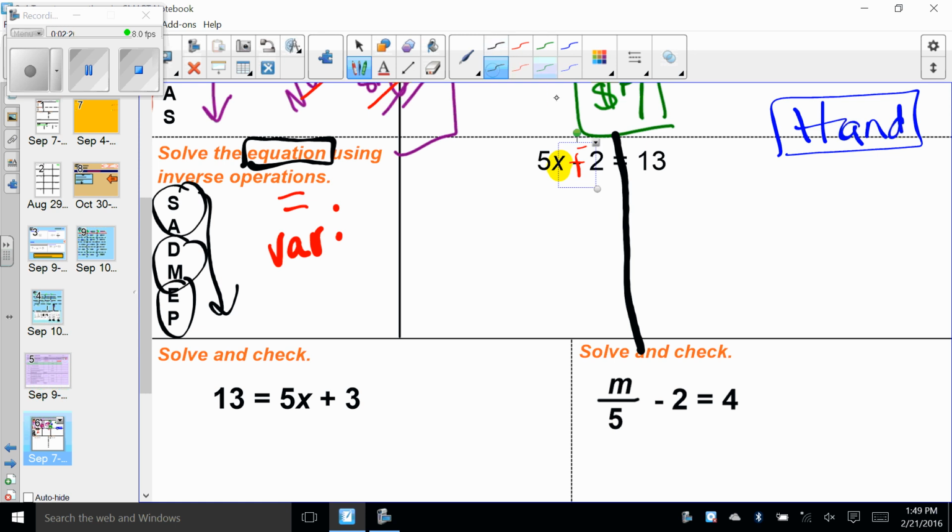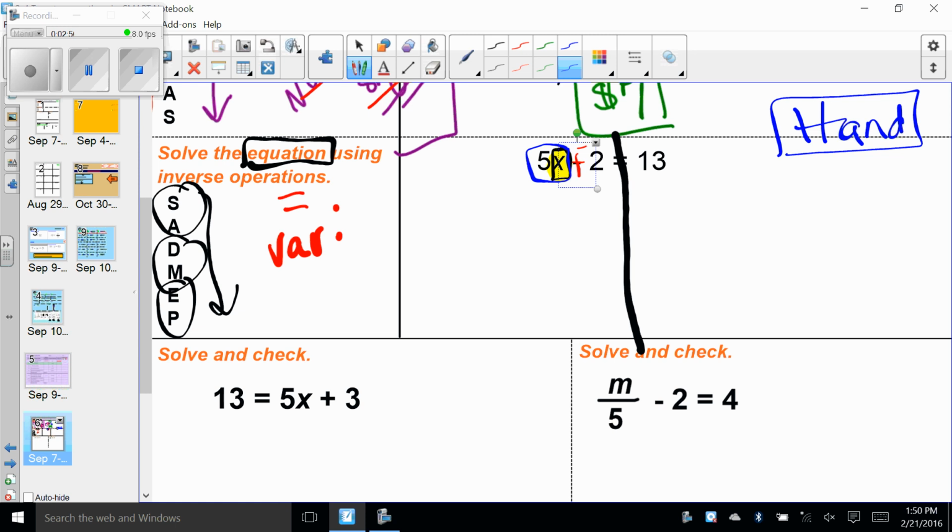Then we're going to take our hand and cover the variable. So that 5x is a giant stop sign there. We're going to put our hand on that. Anything by my hand has got to go. So here's my stop sign. The thing that's by my hand right now is plus negative 2. The closest sign to the 2 is the one we're going to use, and that closest sign to the 2 is negative.